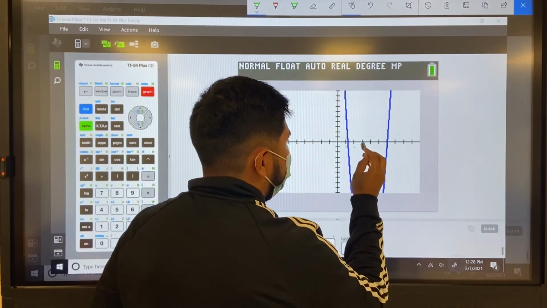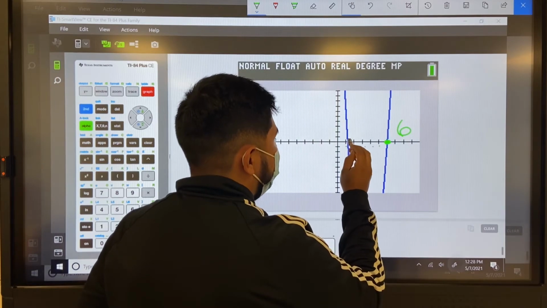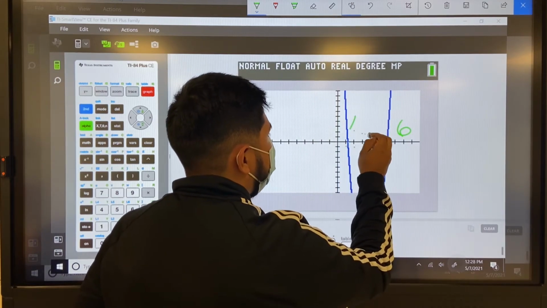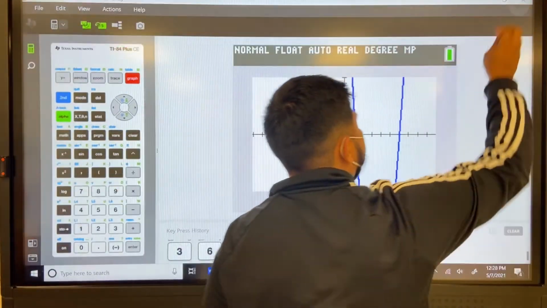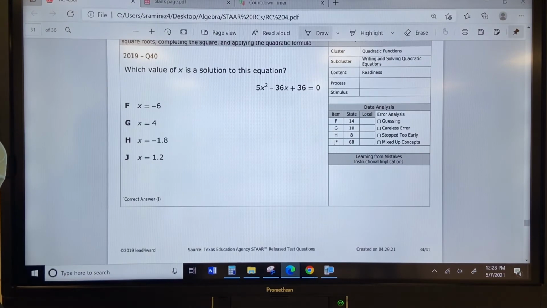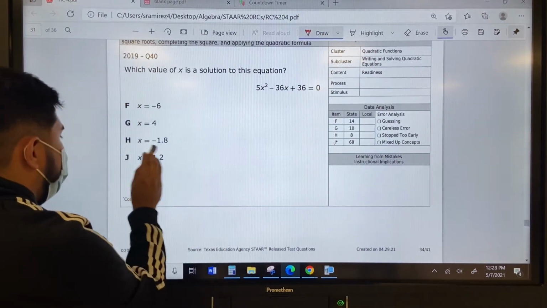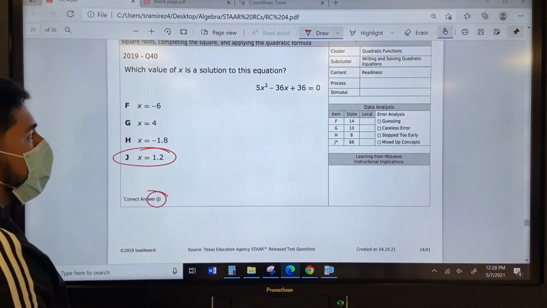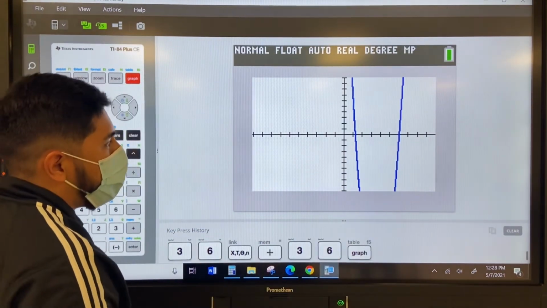We got 1, 2, 3, 4, 5, 6. Positive 6. And then we got like a decimal, 1 point something. So let's go check it out. 1 point something and 6. 1.2. Yeah. It even says right there. So we saw it right here, crossing at 1 point something, 1.2.